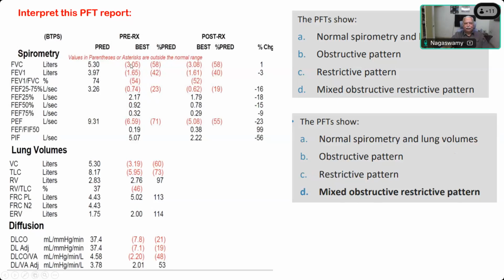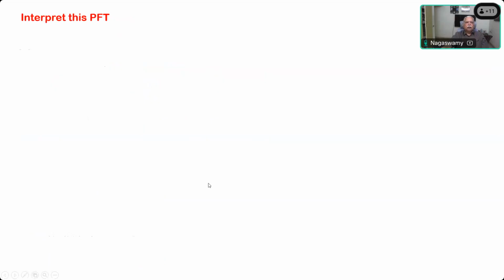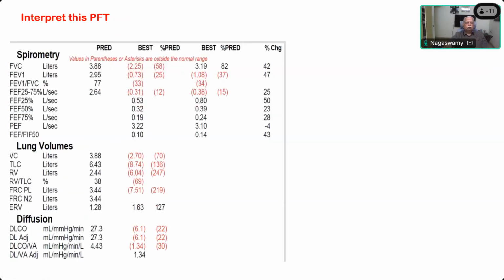The FVC and FEV1 ratio are both reduced and TLC is also reduced. That is what I told you about on the previous slide. If TLC is also reduced along with the FEV1 and the FVC, it should be a mixed obstructive restrictive pattern. So the reason for that is that FVC, FEV1, FEV1 to FVC percentage, and TLC are all low. So this is a mixed obstructive restrictive pattern.